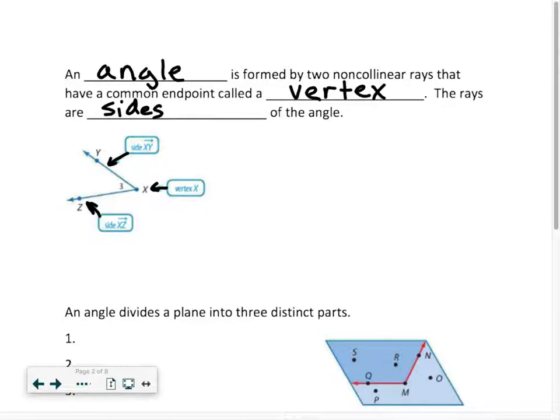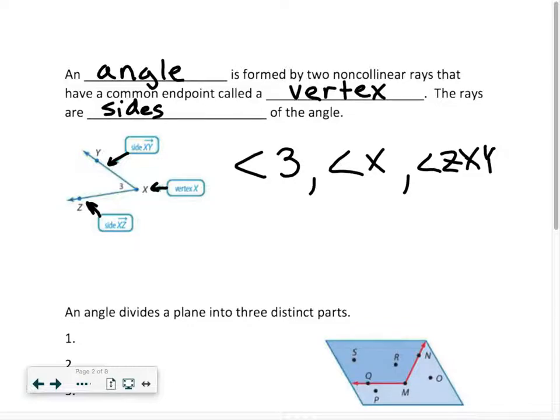And we can name angles a lot of different ways, but we always need to use the symbol for angle. So you heard me call it angle 3. That's the number that's inside of the angle. We can name angles just by their vertex. We could also name it using 3 points. When we name the angle using 3 points, the vertex must always be in the middle. So we could go ZXY. We could also go YXZ. But when we name it using 3 points, the vertex must be in the middle. Alright, so that's how you name angles.